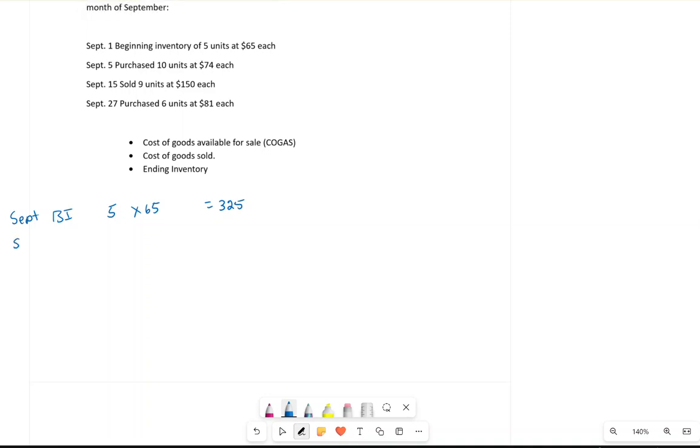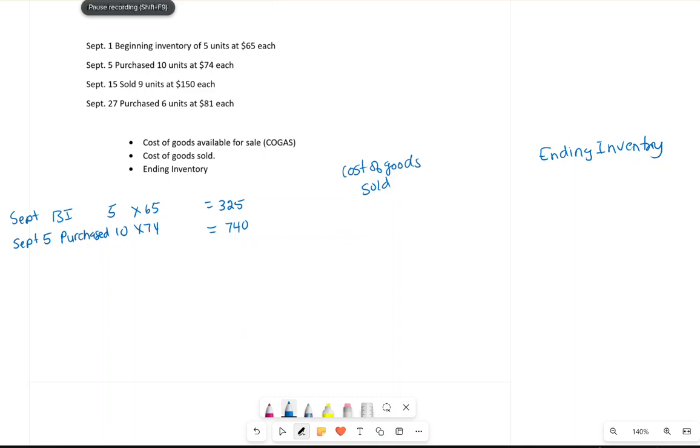We purchased on September 5th. What did we purchase? We purchased 10 units at 75, and that gave me 740. We are going to do cost of goods sold, and whatever is the leftover will be my ending inventory.